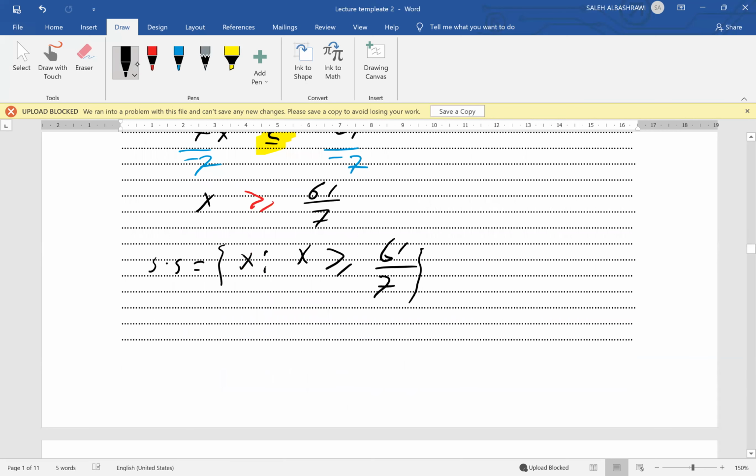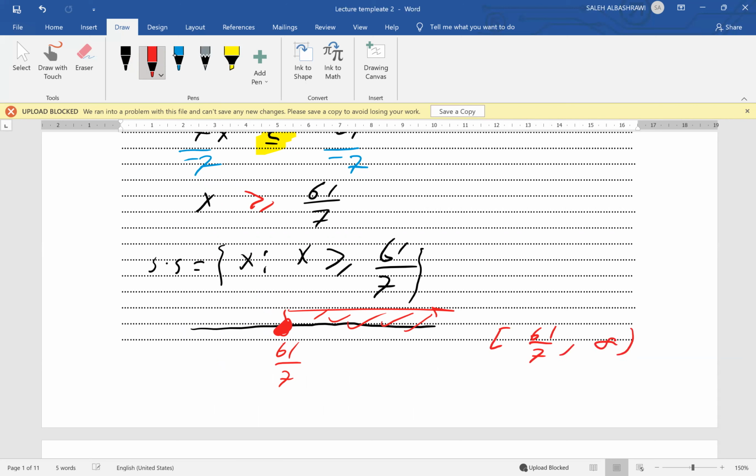And the graph, 61/7 somewhere. We have a closed circle, because this number is included, and greater than means go to the right. So in the interval notation, I will say it is closed 61/7 to infinity. And the infinity must be open. The interval on this side must be open because infinity is unknown, so we have to keep it open.